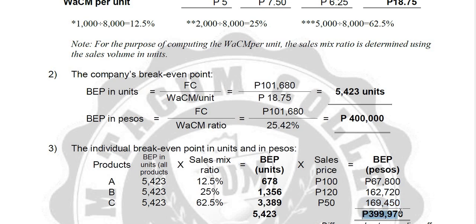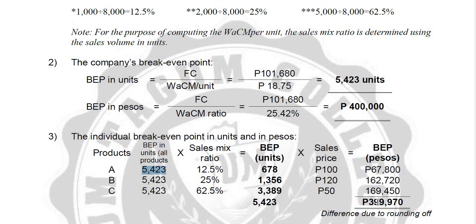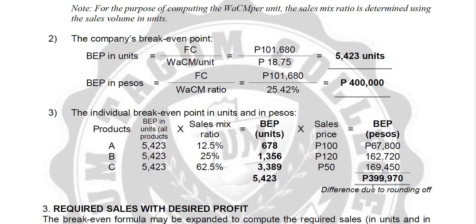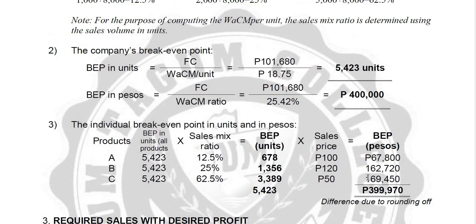So, supposedly, it should tally to 400,000, but since we have rounding off here in the 5,423, that's why there's a difference of about 30 pesos. But supposedly, the two should be equal.